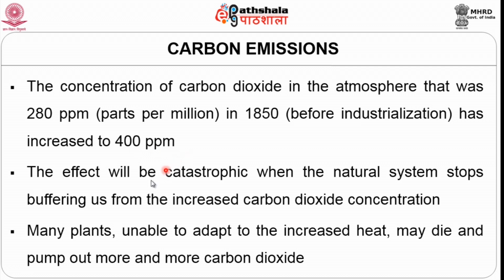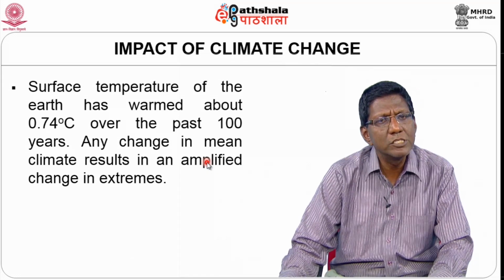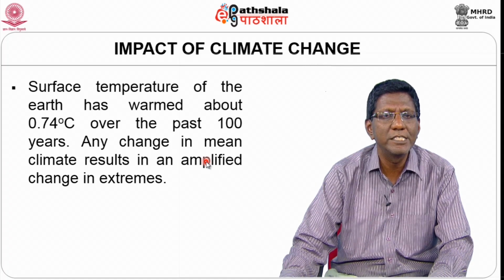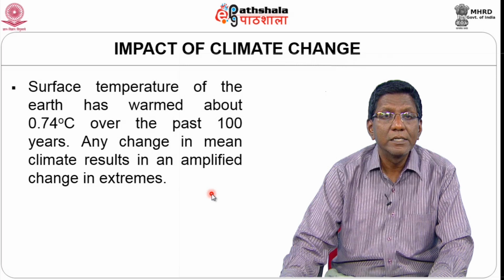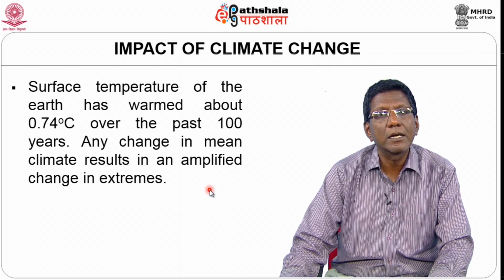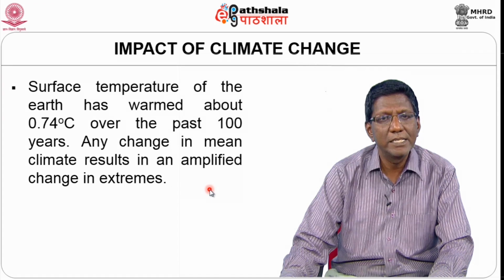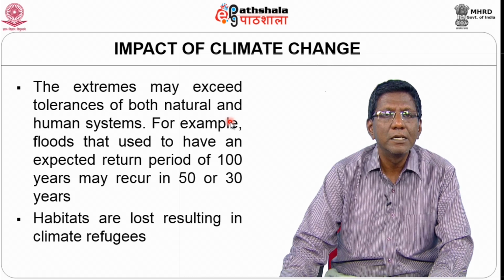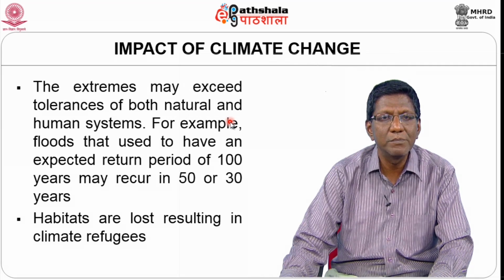The effect will be catastrophic when the natural systems stop buffering us from the increased carbon dioxide concentration. In fact, many plants unable to adapt to the increasing heat may die and pump out more and more carbon dioxide. In the last 100 years, the temperature of the earth has risen by 0.74 degrees Celsius. And any change in the mean climate results in amplified change in extremes. The extremes may exceed tolerable limits both in terms of natural and human systems.